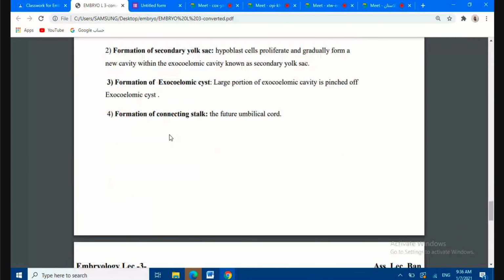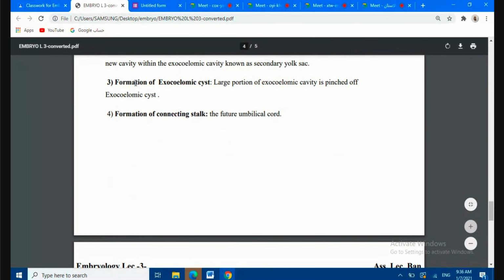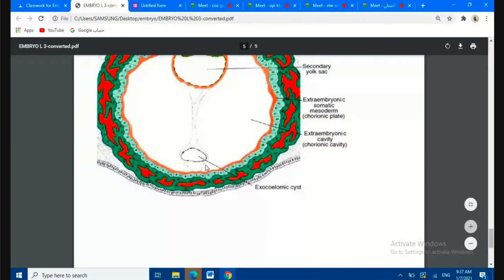Okay. So, third event is formation of exocoelomic cyst, which is a large portion of exocoelomic cavity and will pinch off to form exocoelomic cyst. شوفوا هذه هو exocoelomic cyst، اللي راح شلون تصير تتكون من exocoelomic cavity. Look, this one is exocoelomic cyst.